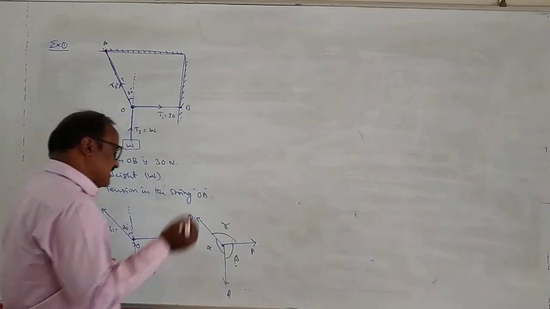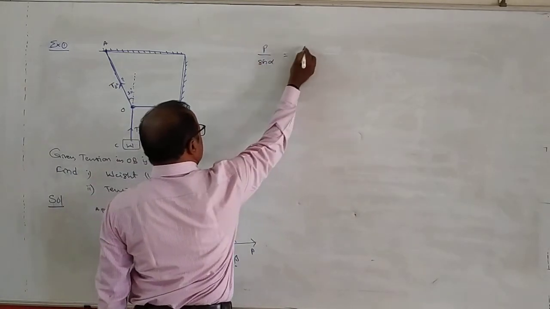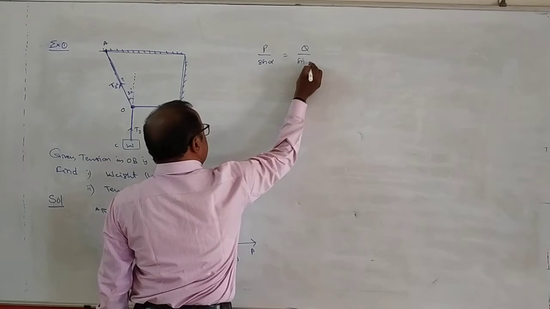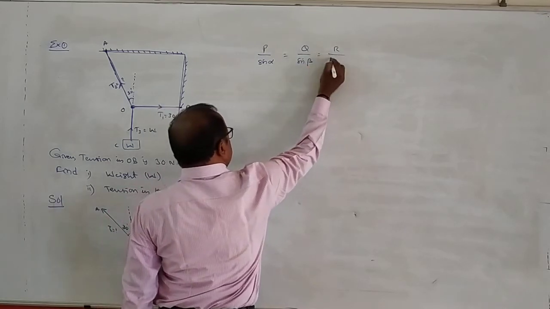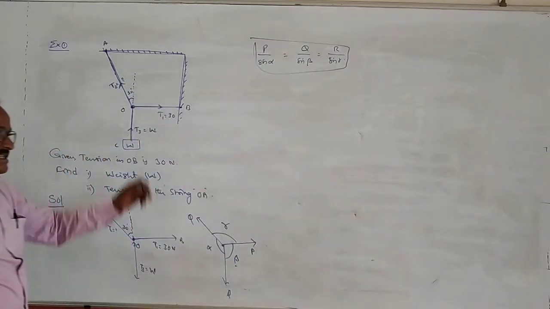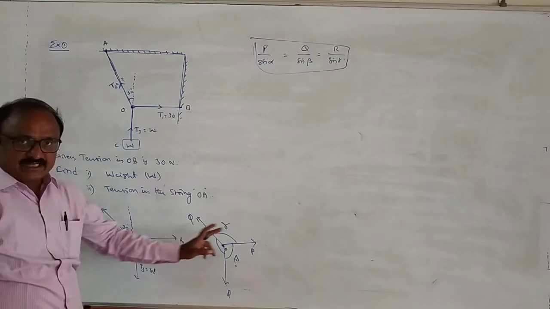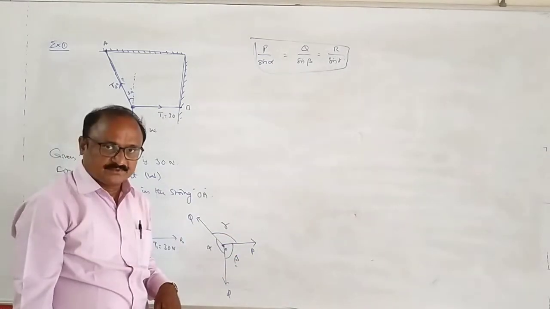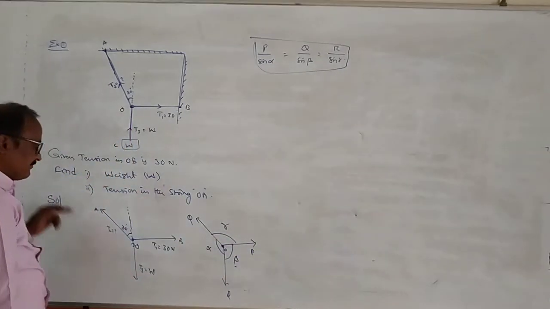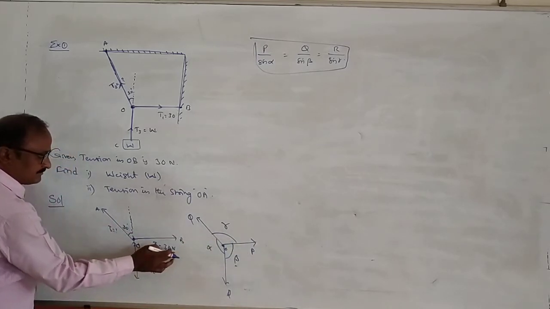Then from Lami's theorem, we can write P by sin alpha is equal to Q by sin beta is equal to R by sin gamma. This is the formula. This is valid only if the particle is in equilibrium under these three forces. Here, T1 is similar to P. P is equal to 30.